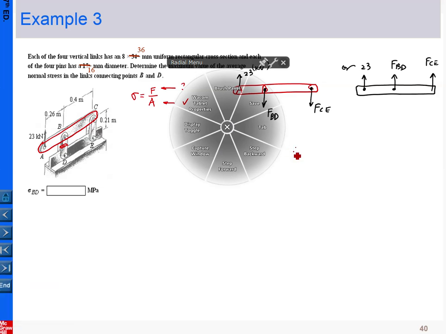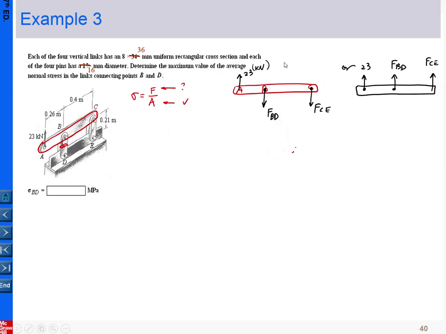What happened? Here we have two unknowns, so we need two equations. Everything is in static equilibrium. The first equation: for example, we take the moment about the pin C equal to 0. If I take counterclockwise as positive, you can see here the distance is 0.4, and the distance is 0.26 here.